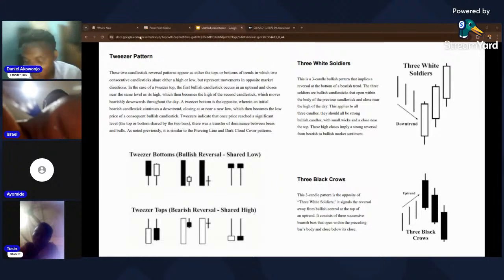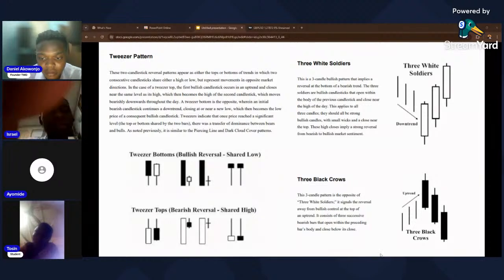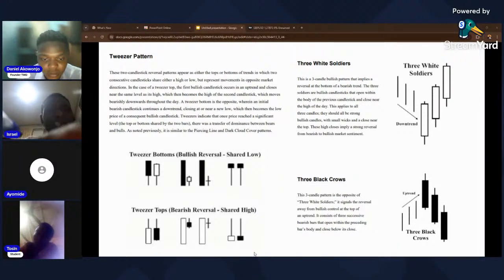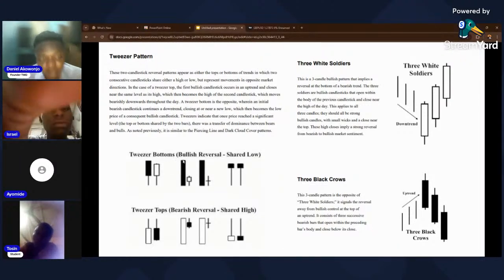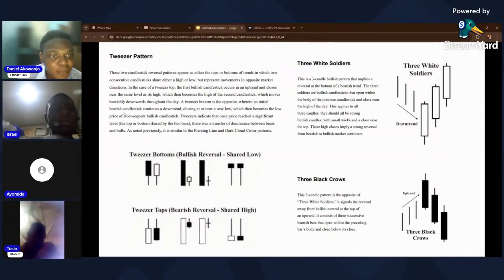So now, having said that, we will focus on the next one, which is the tweezer bottom. So the tweezer bottom, what do you do? Tweezer bottom is the opposite, wherein an initial bearish candlestick continues a downward trend, closing at a near low, a new low, which then becomes the low price of the subsequent candlestick. Tweezers indicate that once price reached a significant level, the top or bottom shared by the two bars, there was a transfer of dominance between bears and bulls.